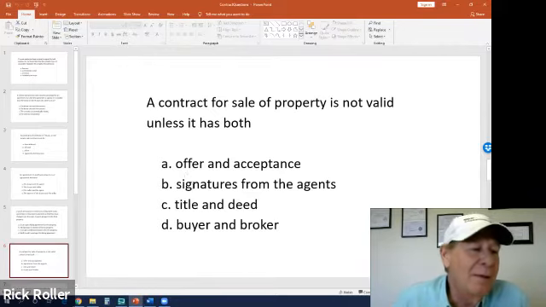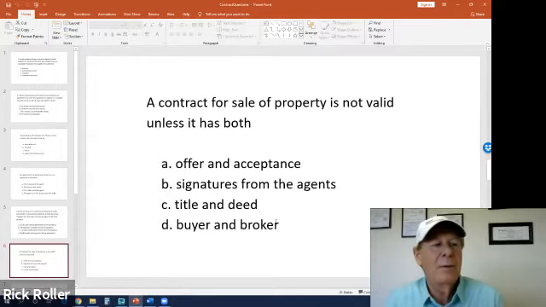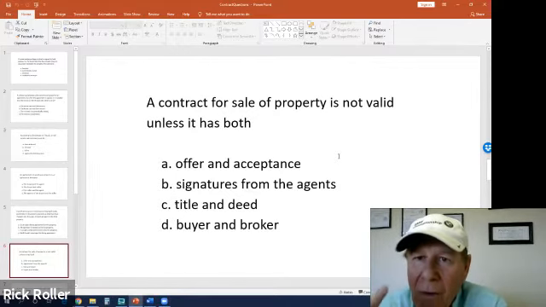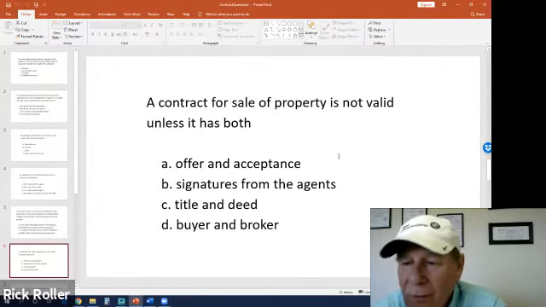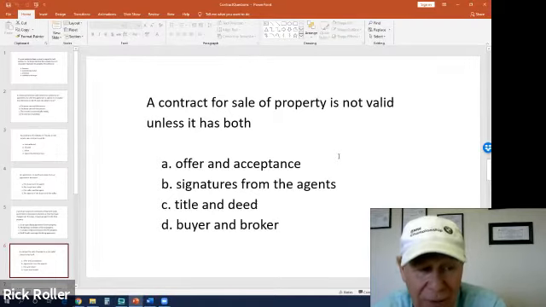A contract for purchase of property is not valid unless it has both offer and acceptance, signatures from the agents, title and deed, buyer and broker. Think back to those 4 things that all valid contracts must have. The first one being mutual agreement, which we're looking at here. Mutual agreement means there was an offer and an acceptance. So obviously that's right.